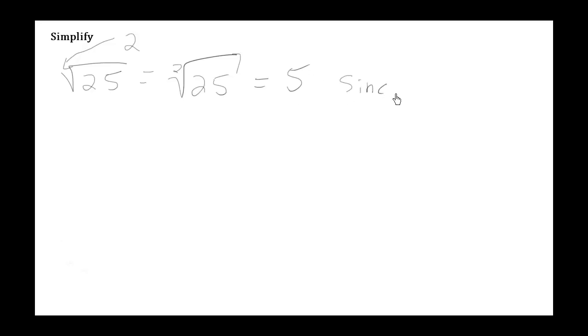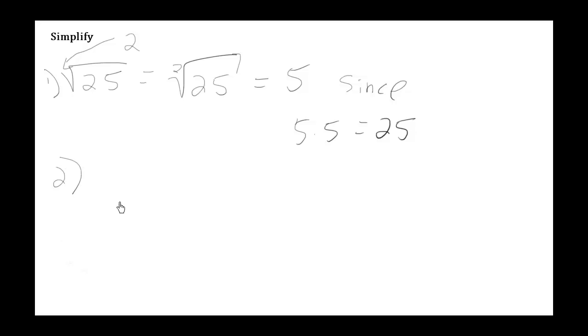Okay, let's try to simplify some radicals. So let's start with an easy one first. I have the square root of 25. Here it's understood that if there's no number written, you can always put a 2 there. It's just common that normally that means square root, so we just always remember it. So the square root of 25 is 5. If I take 5 times 5, I get 25. This is example 1.